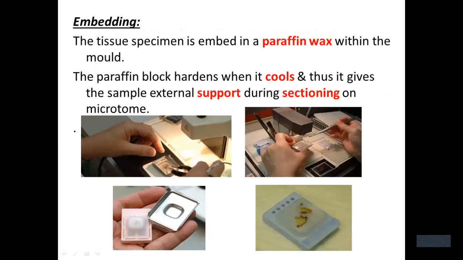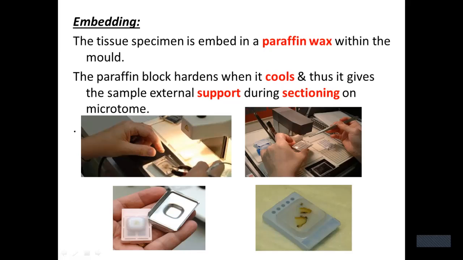This figure explains the steps of embedding the tissue specimen in paraffin wax within the mold. The tissue is inside the paraffin wax. After it solidifies, the paraffin block hardens. The main function of this is to harden the tissue, and when it cools, it gives the sample external support during sectioning on the microtome.